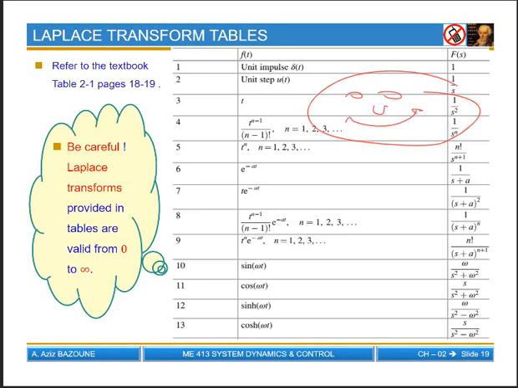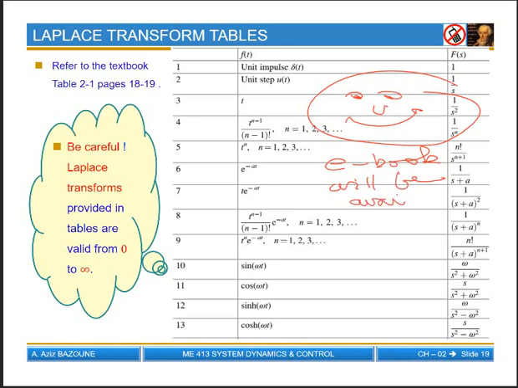Textbook will be available next week. Online textbook, e-book, will be available next week. I'm not sure if you are aware of it or not. No, we are not. So the e-book will be available next week, inshallah.